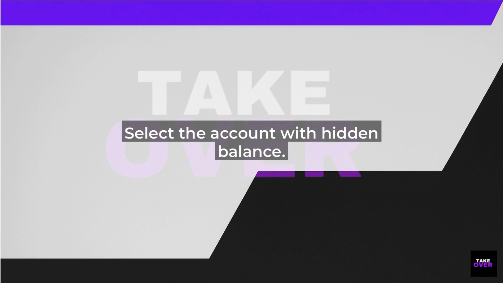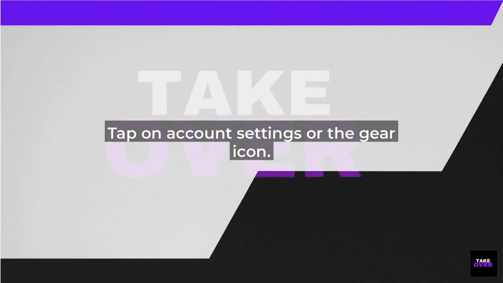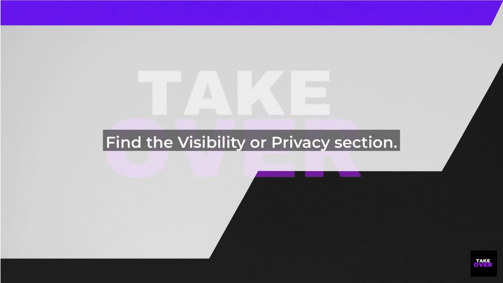Now, look for the account you want to unhide the balance for. You'll notice that if it's hidden, there might be a small eye icon or a hidden label next to it. Tap on that account to open its details. In the account overview, scroll down or look for a settings gear icon. It's usually in the top right corner. Tap on it to access the account settings menu.